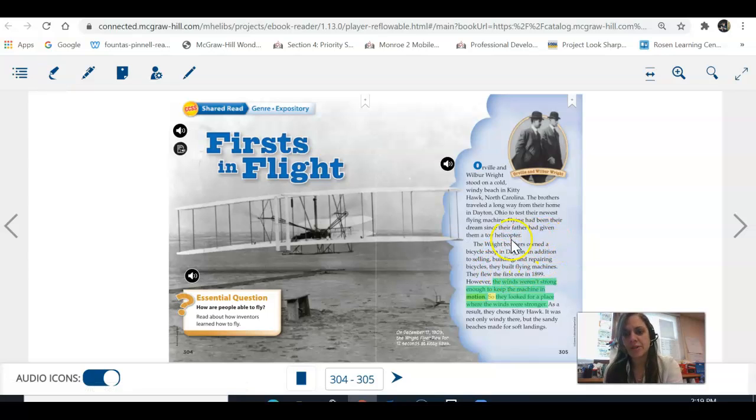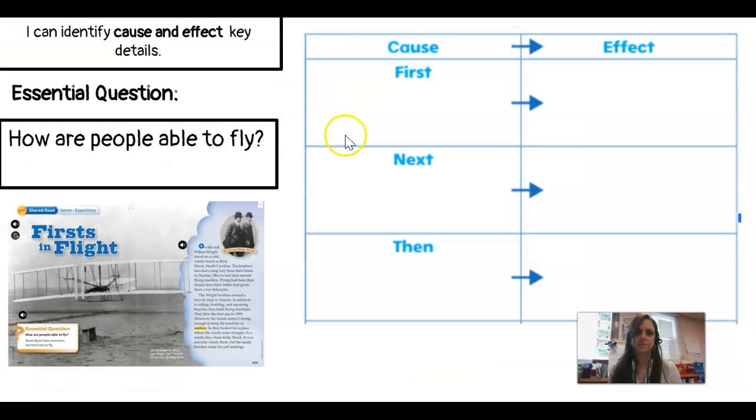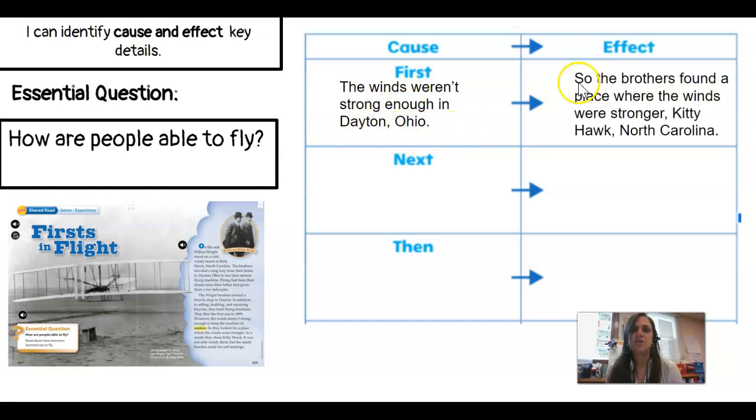So the Wright brothers lived in Dayton, and they had to find somewhere where winds were stronger than in Dayton. We can record these key details, these cause and effect key details, on our graphic organizer. The winds weren't strong enough in Dayton, Ohio, so the brothers found a place where the winds were stronger, Kitty Hawk, North Carolina.